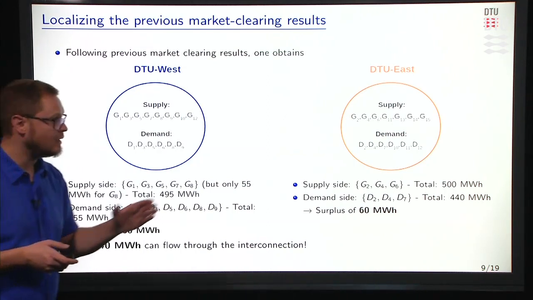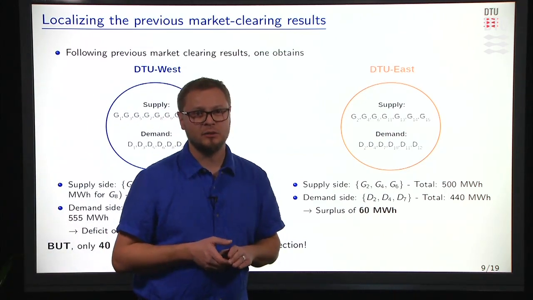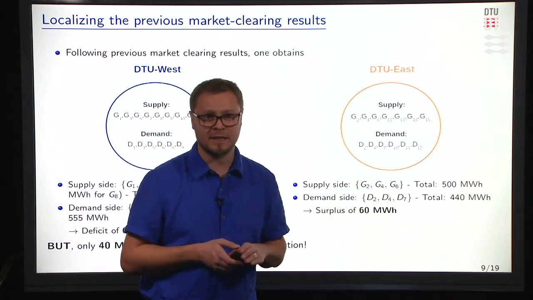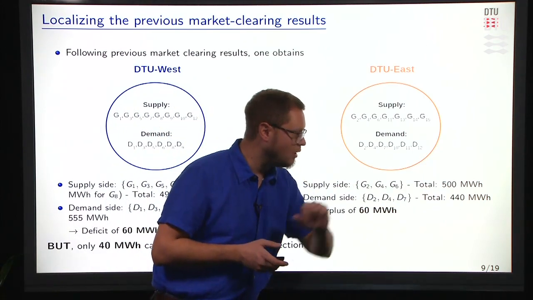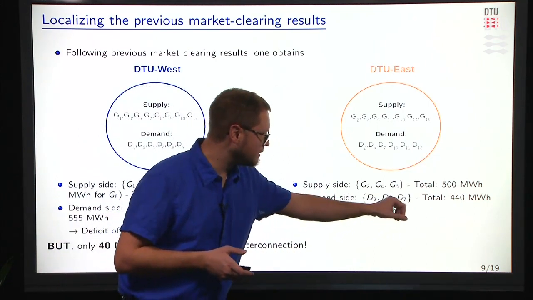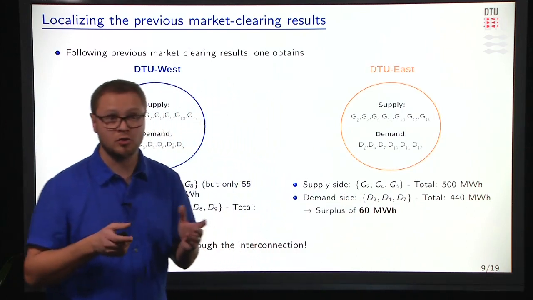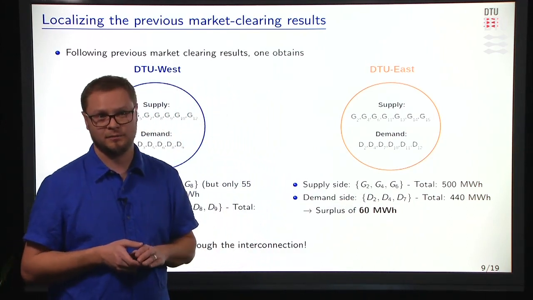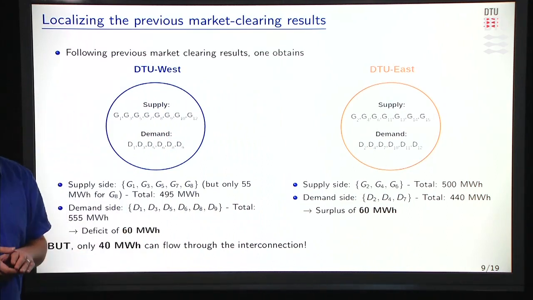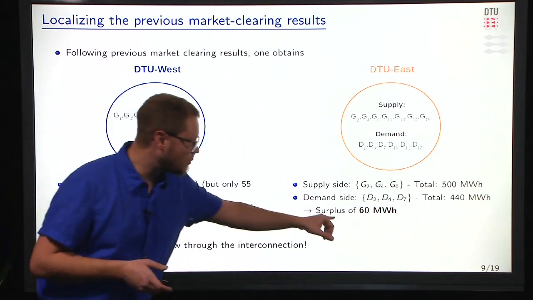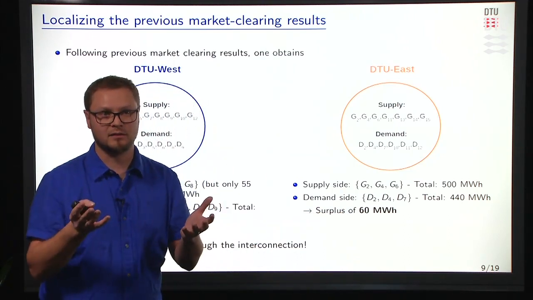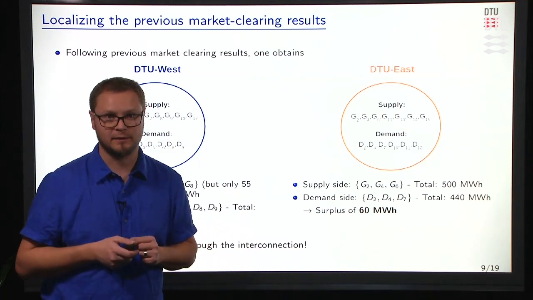Eventually, this means that we would like to import or bring some energy within DTU West to cover this deficit. Looking at the other side of DTU, DTU East, for supply, G2, G4 and G6 are being scheduled, which represent a total of 500 megawatt hours. And for demand, D2, D4 and D7 are scheduled for a total of 440 megawatt hours. Logically, if we had a deficit of 60 megawatt hours on one side, we have a surplus of 60 megawatt hours on the other side, since overall we have a balance, supply equal demand.